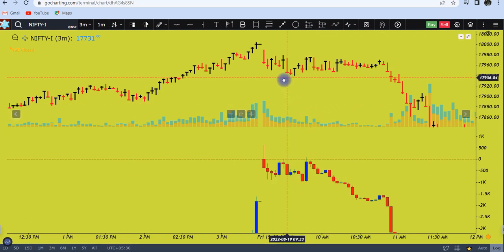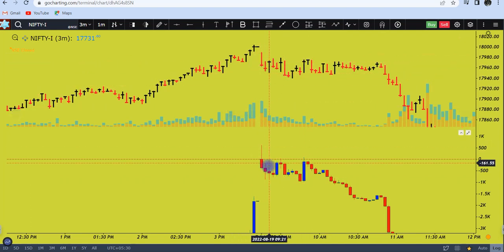Now the delta, as we discussed, starts from 0. In the opening bar it goes above 0 and comes back down, and this is where it is playing around for a good 1 hour or 1.5 hours since the beginning. Now what I want you to notice here is how we can use this.